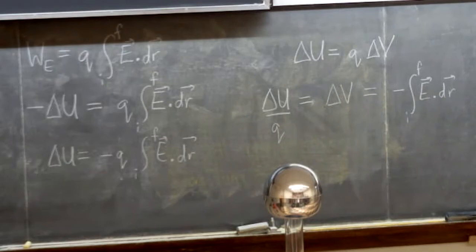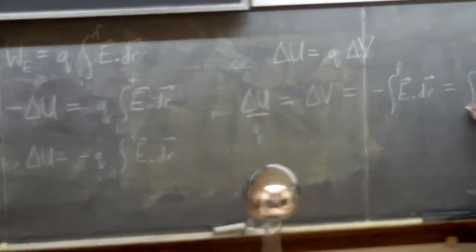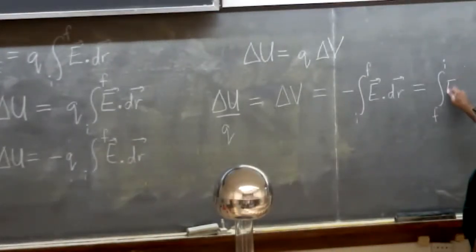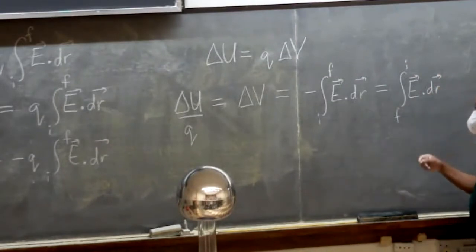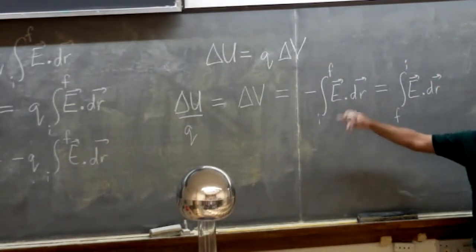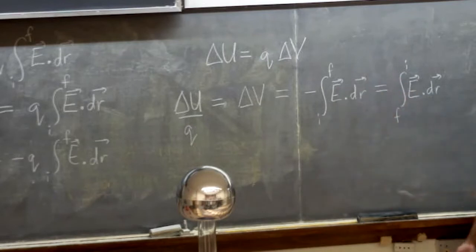We have a question. Can we do something like absorbing the negative sign by flipping the bounds of the integral? Absolutely, yes. We know from calculus that if you absorb the minus sign, you can flip the limits. So this would be final to initial E dot dr. So yes, you can do this. I prefer this form simply because it's easier to remember the usual initial to final.